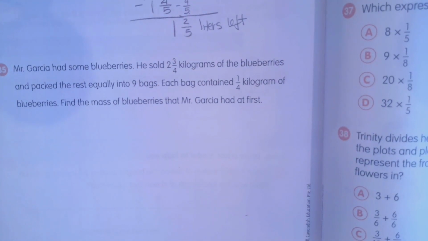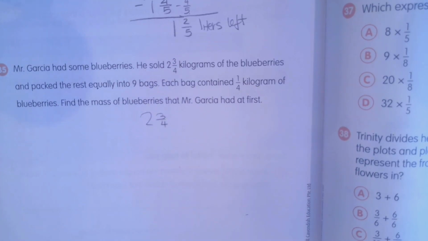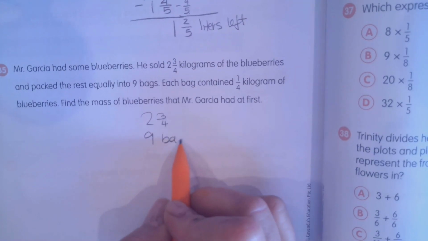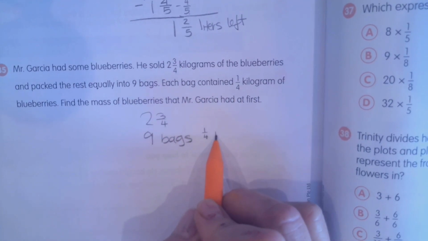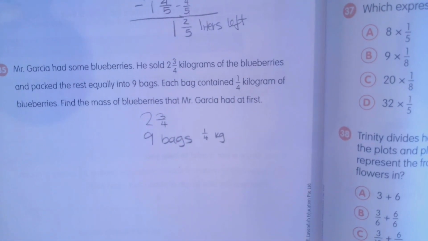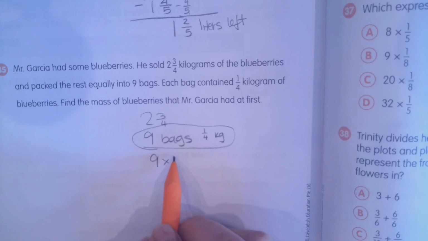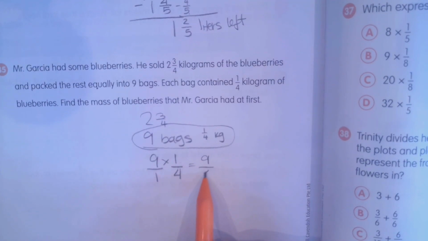Mr. Garcia had some blueberries. He sold 2 3/4 kilograms of the blueberries and packed the rest into 9 bags. These 9 bags contained 1/4 kilogram each. So we're going to do 9 times 1/4 to find out how much that weighed. 9 times 1 is 9 over 4.